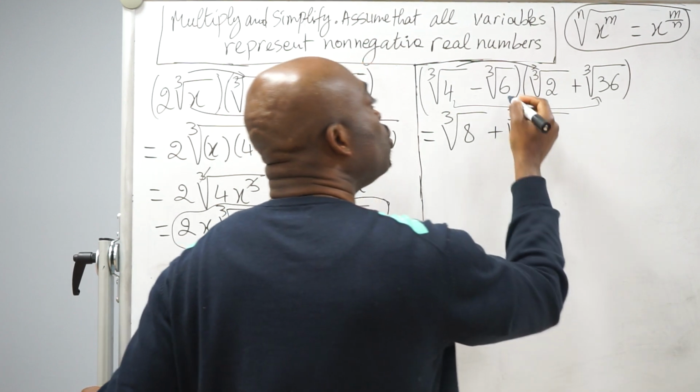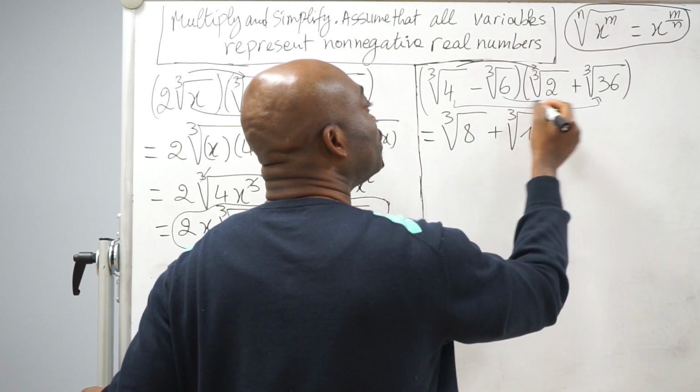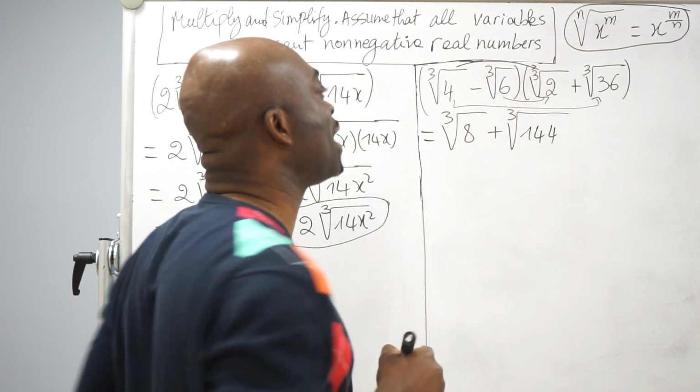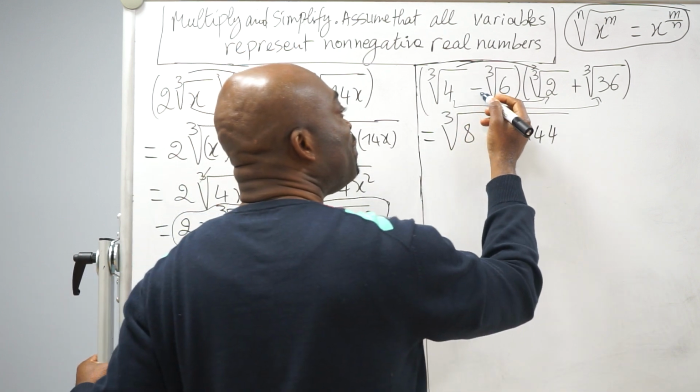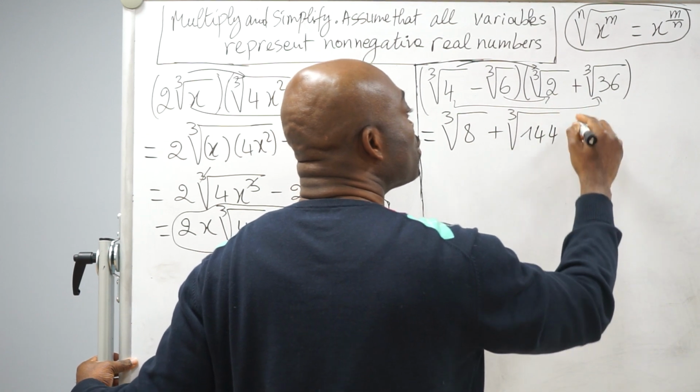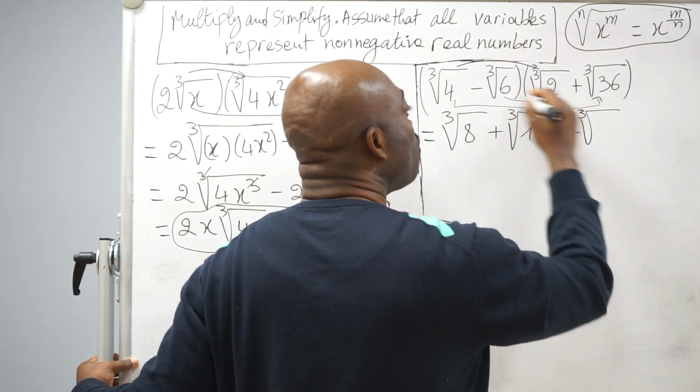And then we take this one now, that's the inner, so it's 6 times 2, but there's a negative here already, so negative times a positive is going to give us negative. So it's going to give us negative cube root of what?